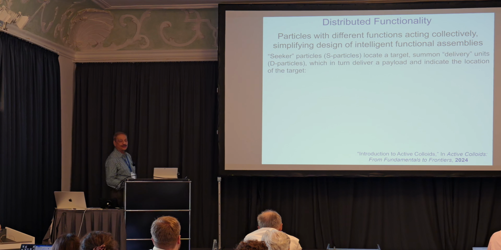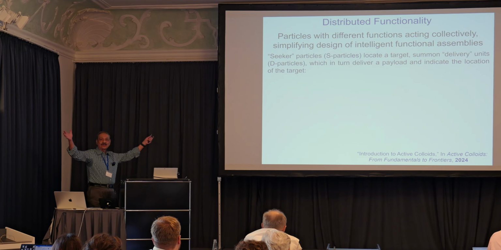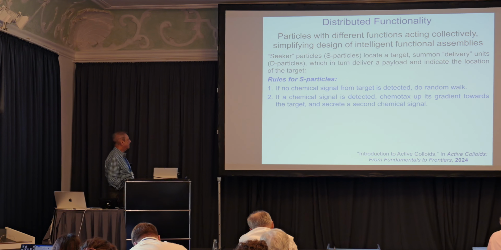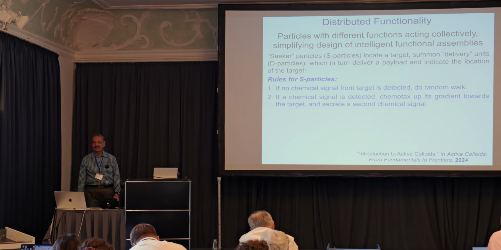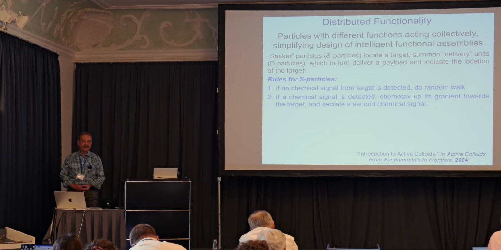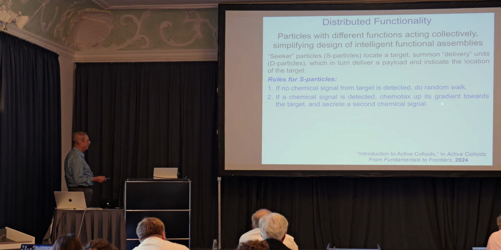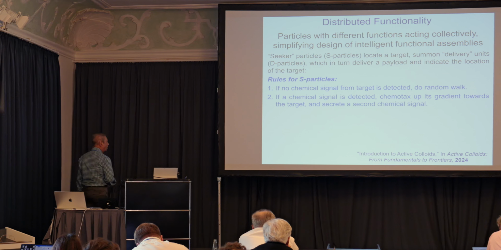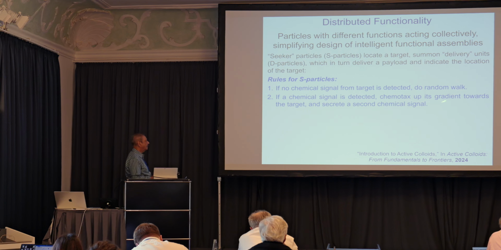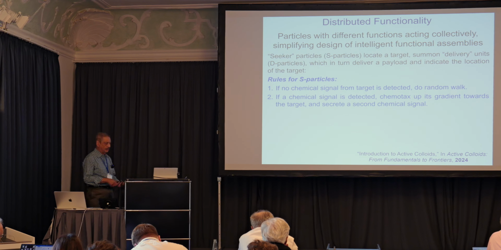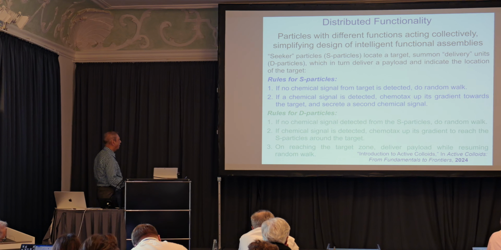So what that allows is distributed functionality. You can think about two sets of particles, two populations of particles. Let's call the first particle the seeker particle. What does it do? It hangs around until it finds a source, and then it moves to the source. So it moves up, chemotaxis up the gradient towards the source, and it secretes a second chemical, which is the substrate for the second set of particles.